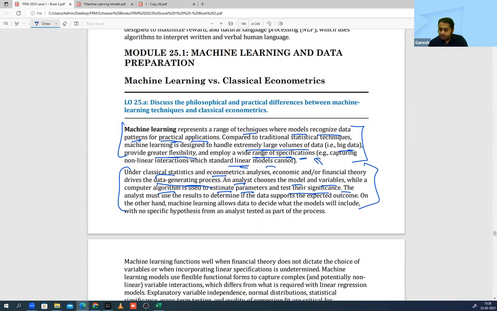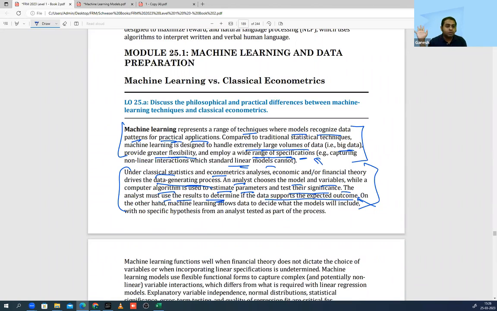Next, the data must use the result to determine if the data support the expected outcome. What is this expected outcome? Whenever you do a traditional model, you have an understanding in your mind. You run the entire model and you check whether the model is giving the same answer which was there in your mind, which was your expected outcome.